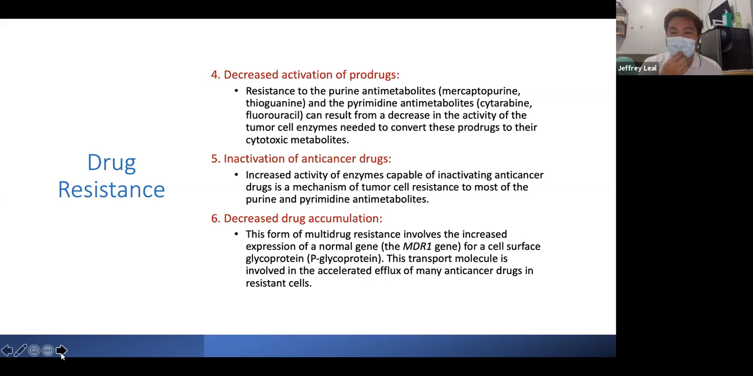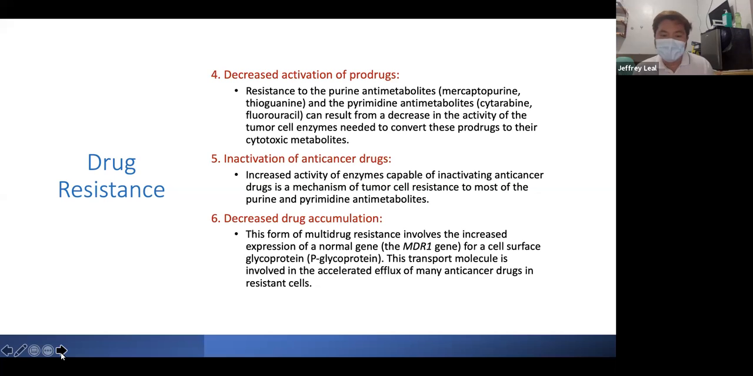Decreased activation of prodrugs. This is true with the purine antimetabolites and the pyrimidine antimetabolites. Nagkakaroon ng decreased activity of the tumor cells enzymes that is needed to convert your purine and pyrimidine to their cytotoxic metabolites. Inactivation also of anti-cancer drugs. This mechanism is true with your purine and pyrimidine antimetabolites, and the decreased drug accumulation.